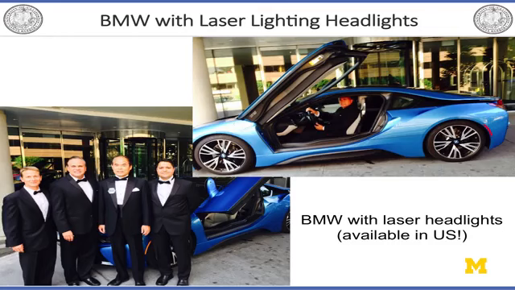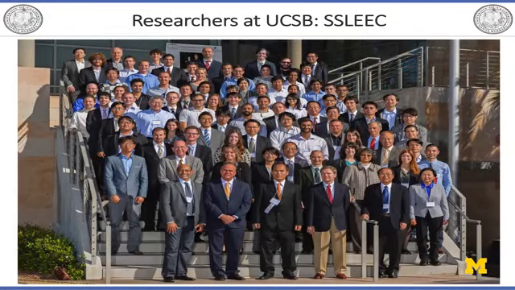So this is my colleague, Professor Steve Denbaars. He wanted to become a James Bond. This is an i8, a very expensive car, 200K. Very expensive.